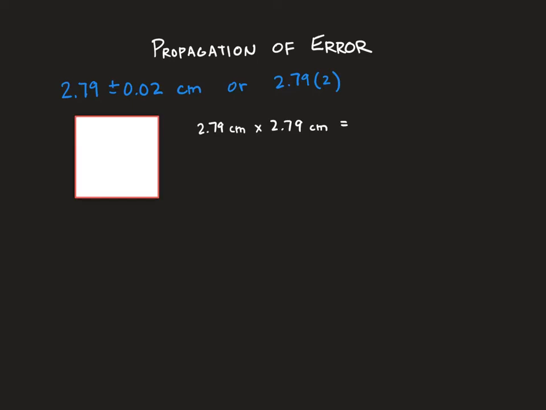So let's say maybe I had a square that happened to have those measurements on both sides. If I want to get the area, well, that'd be simple enough, I guess. I'd multiply 2.79 times 2.79. Now, just using my calculator, I see I get 7.784100, and so forth, centimeters squared.